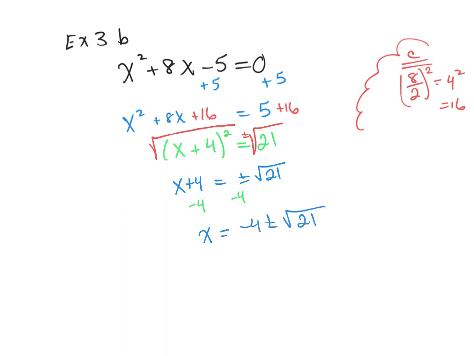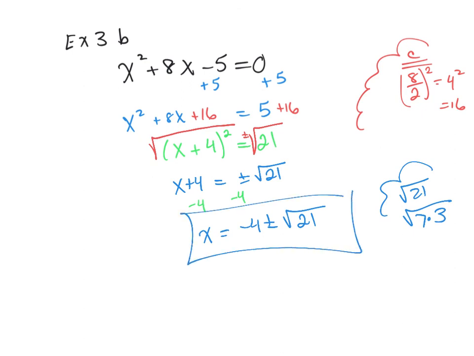Now, can 21 be simplified? Well, 21 is just 7 times 3, no pairs, so that cannot be simplified. So that is the best we have. And remember, that's two answers. That's negative 4 plus the square root of 21 and negative 4 minus the square root of 21. So those are your two answers there.